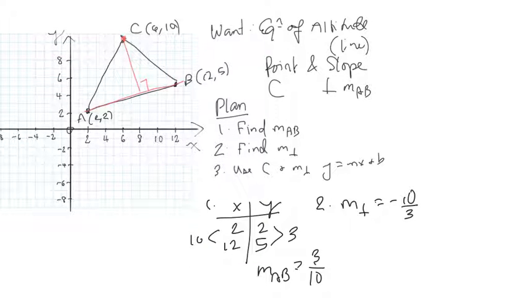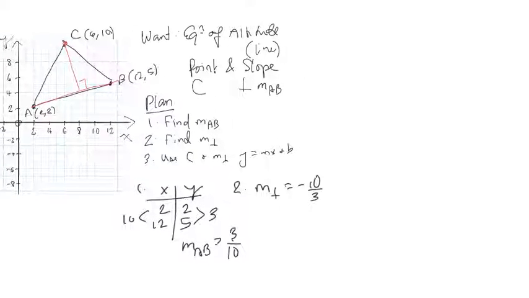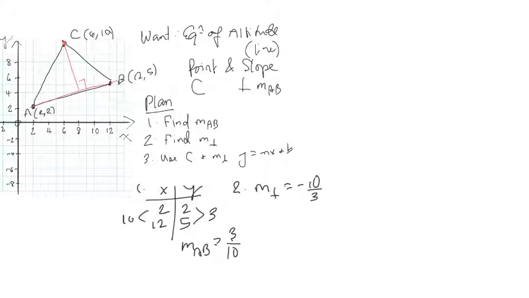So again, you'll forgive me, I'm going to move myself over a little here. Just a bit more room. Okay, step 3. I'm going to write y equals mx plus b. So I'm going to use the y of point C, which is 10, the perpendicular slope, which is negative 10 thirds, and the x of point C, which is 6.